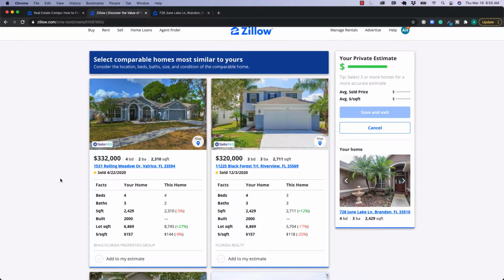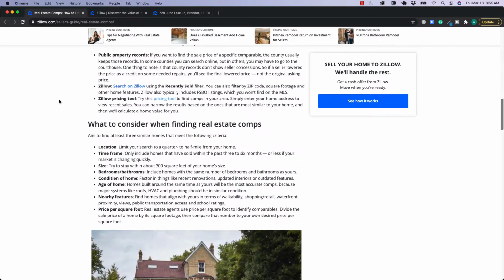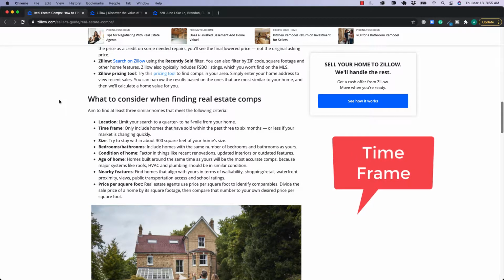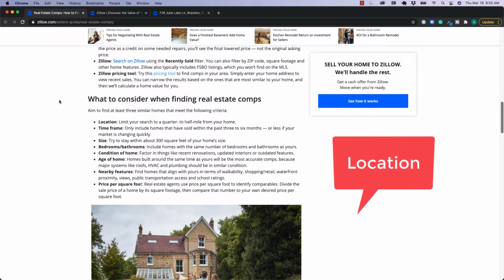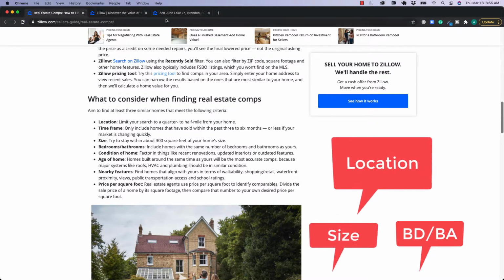So what we want to do, as we discussed previously in Zillow's blog for what to consider when finding real estate comps, just as a refresher, we want to look at properties that are in close time frame of selling to when we're looking. So maybe 30 days to max 6 months out have recently sold. The location that's close to the property, the size, bedrooms, condition of the home, etc.